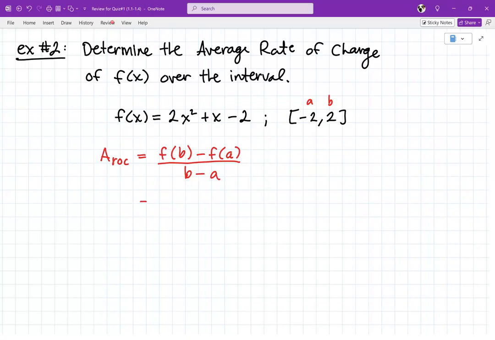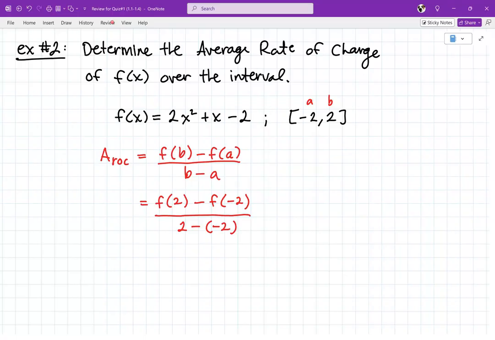So here we go. F of b, that's f of 2, minus f of a, that's f of -2, over b minus a. Well, b is 2 minus a is -2. So all I have to do is plug in a 2 into my equation, plug in a -2 into my equation, then I'll just have normal numbers.